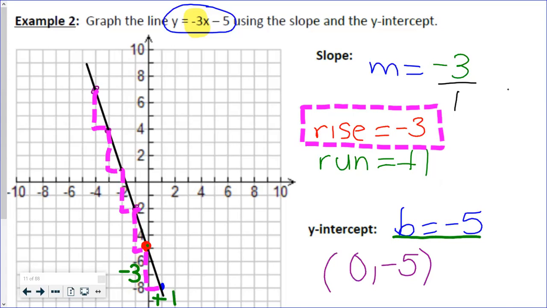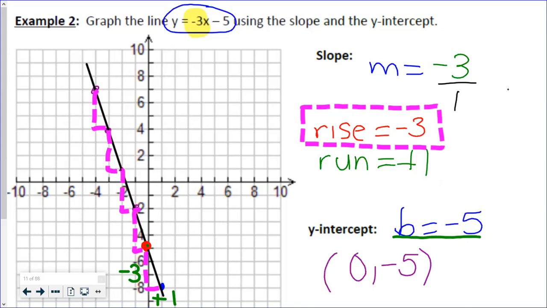But if I want to get more points to the left of my starting point, I have to do the opposite. Left by 1, up by 3. Left by 1, up by 3. So when you're graphing your lines, it can be a little complicated if you don't remember that the slope is going to be different to the left and to the right.